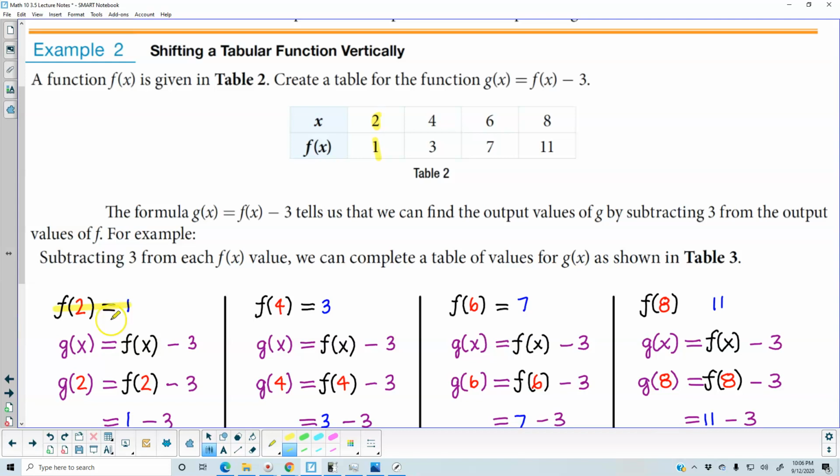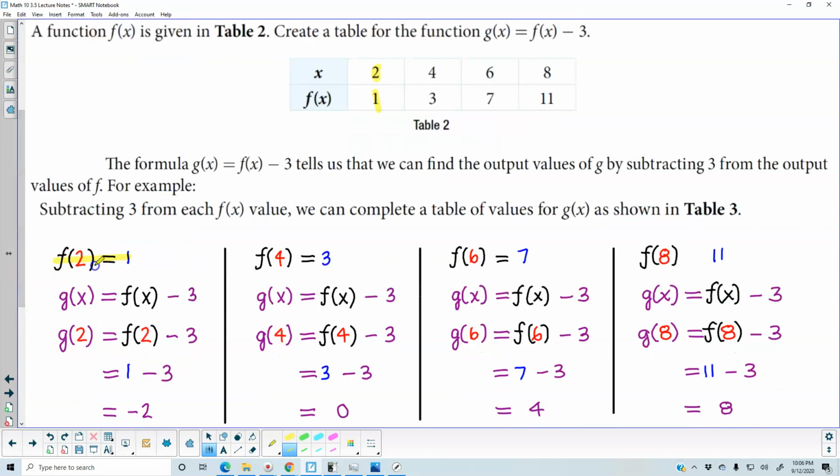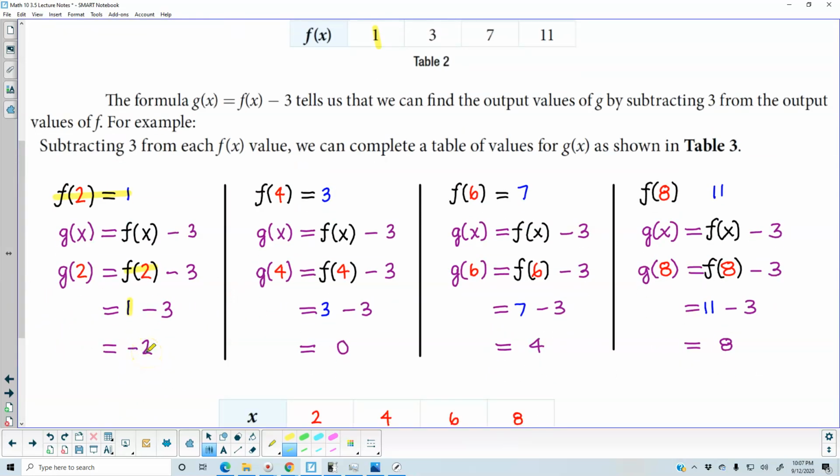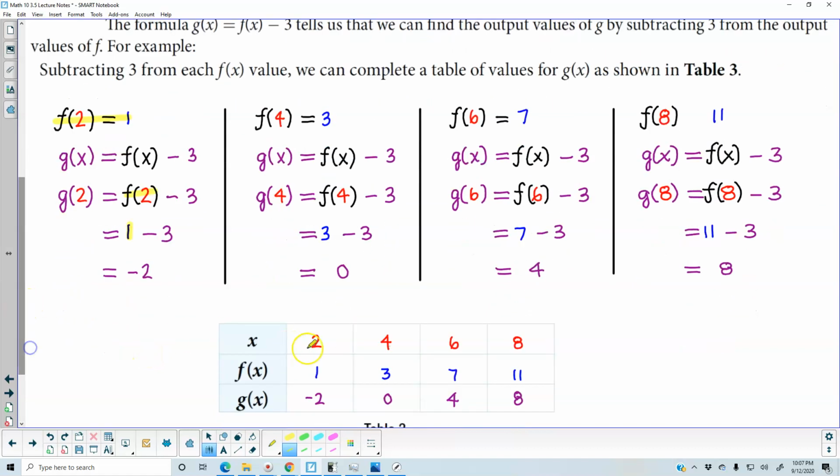Okay, so now we have g of x, which is going to equal f of x minus 3. If we start with f of 2, we know that g of 2 is going to equal f of 2 minus 3. What does f of 2 equal? We know that the output is equal to 1, and we're going to subtract 3 to get negative 2. So in our new table, we still have an input of 2, we have an output of 1, but now the output of g of x becomes negative 2.